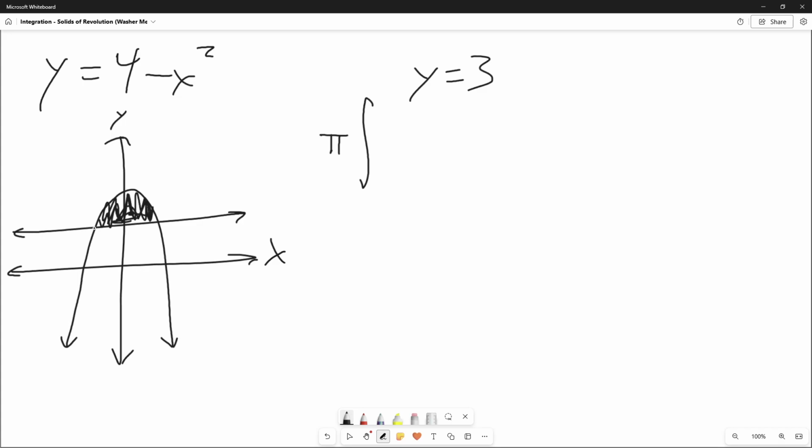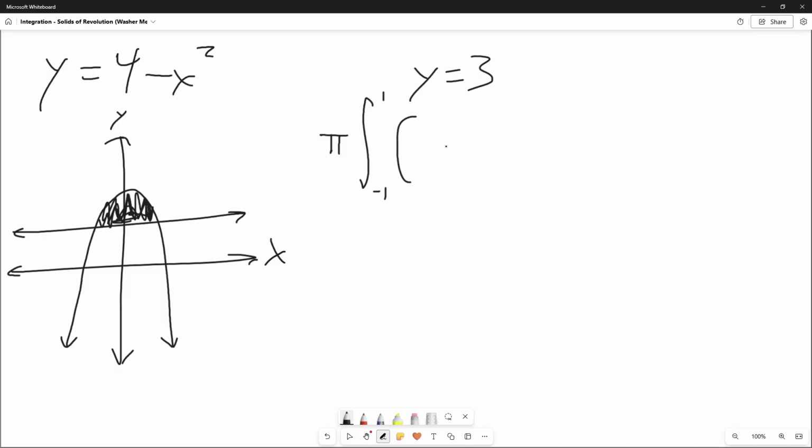But we already know that they're going to be the parts where they intersect, because we're taking the area bounded by these two curves. So we just set 4 minus x squared equal to 3, and doing the math you can get x equals -1 and +1, so those are our bounds.